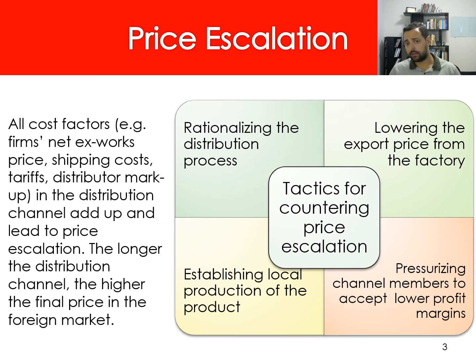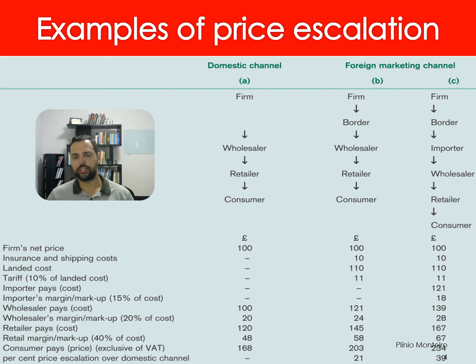So you can make a deal and an arrangement with the networks and say, if you work with this product with this level of margin, the price for the final customer will be impossible to pay. So basically, you can make an arrangement with your supply chain in order to reduce the margins and have the final price at a level that will be acceptable for your customers. These are examples of the effect of price escalation in foreign markets.